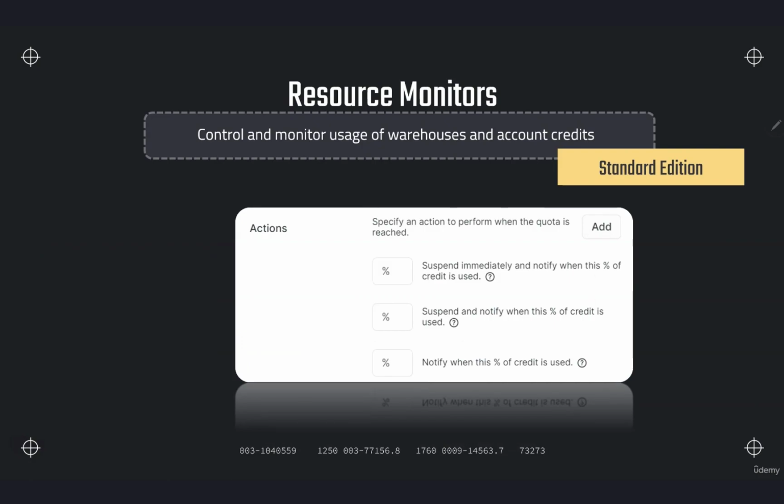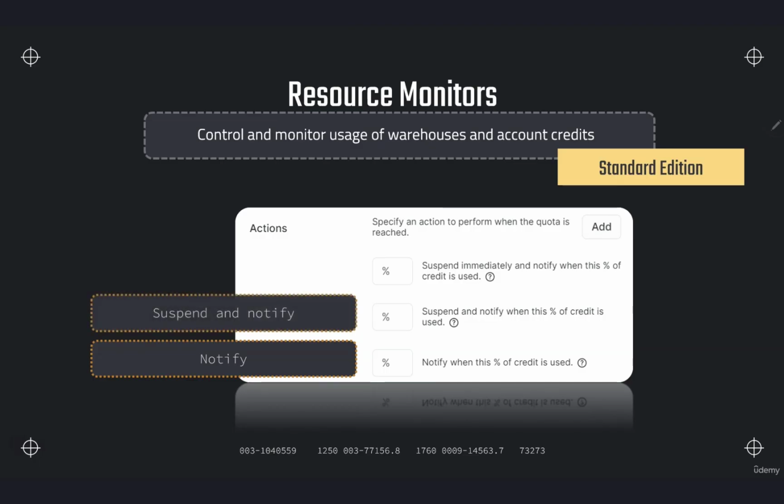So we have 3 types of actions and we can say at what percentage of the quota this action should happen. And these 3 actions are, first, just notify us when, for example, 50% of the credit is used. Then we have the next action, which is suspend the warehouse now and always notify me. So all of the actions always include notify. But this will then also suspend the warehouses.